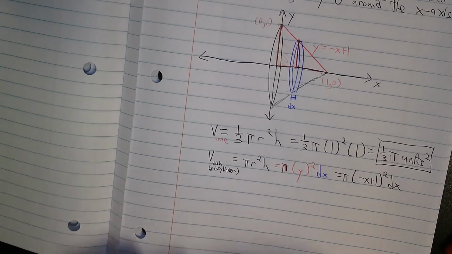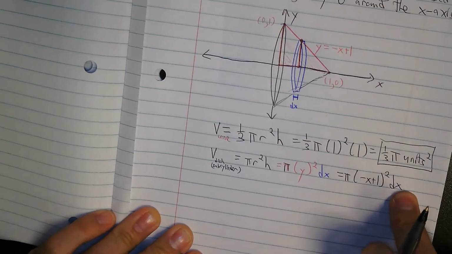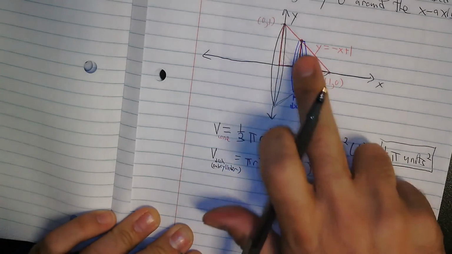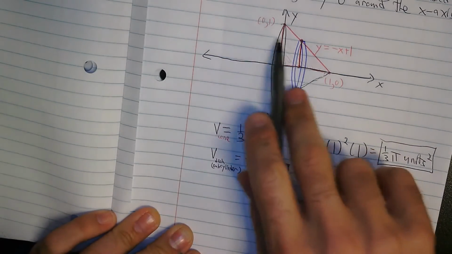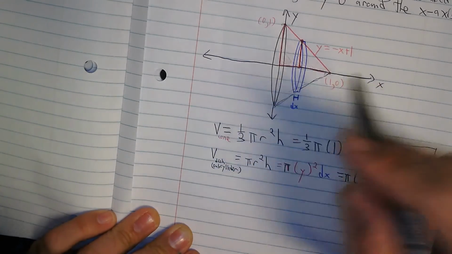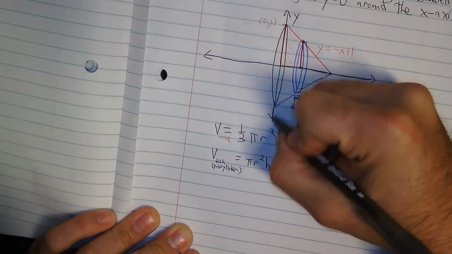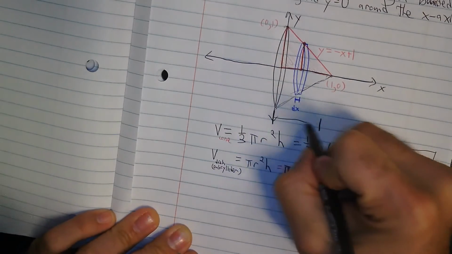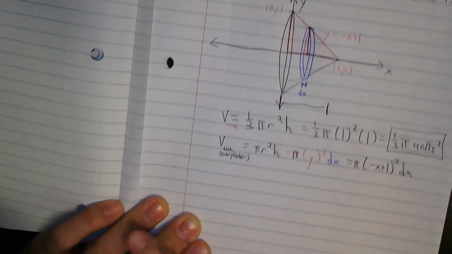Well, this is the volume of the cylinder. How many of these discs are we going to be adding together to get the volume of the cone? An infinite number of them. From where to where? From x equals 0 to x equals 1, over that length.